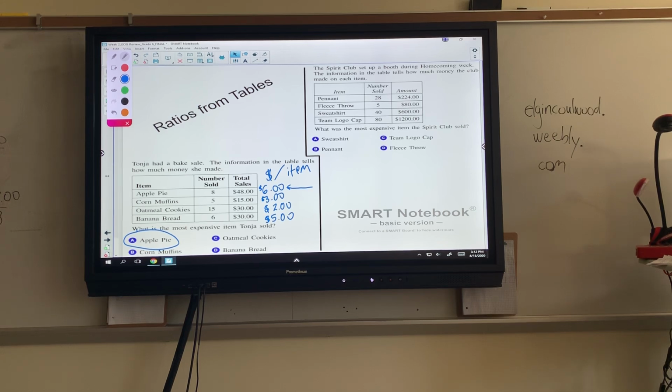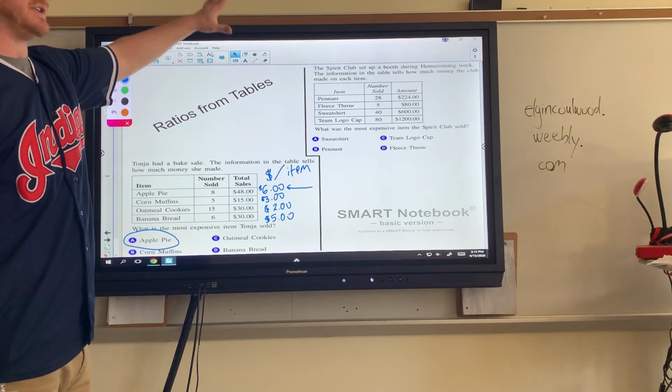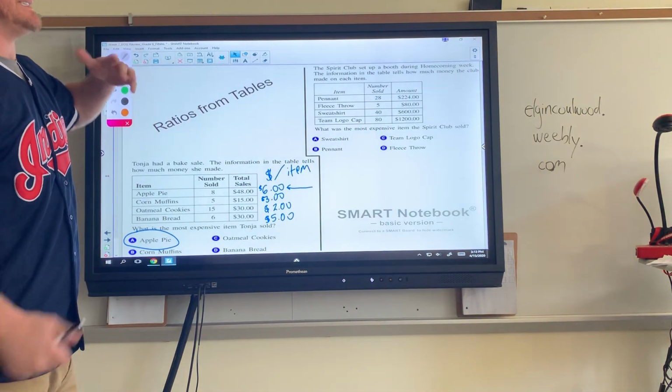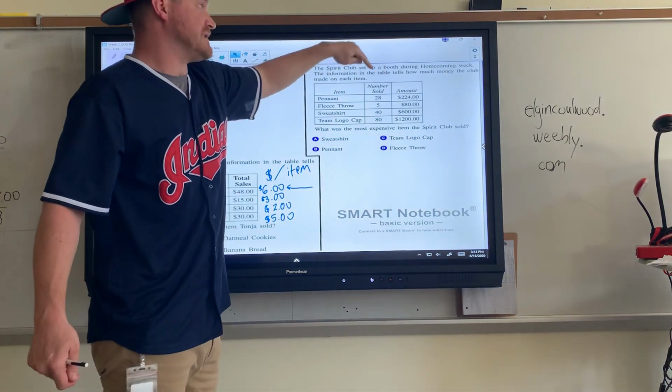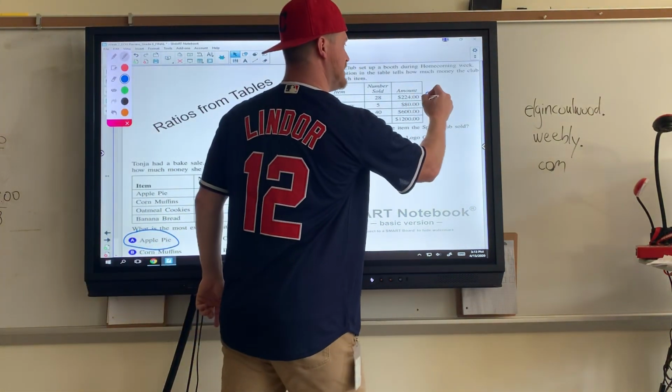Spirit Club has set up a booth during homecoming week. The information in the table shows how much money the club made on each item. Again, it's asking for the most expensive item. So it's going to be money over everything. In this case, money divided by the number sold. If you do $224 divided by 28, for this first one, you get $8.